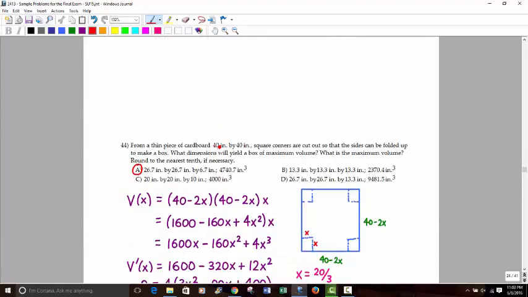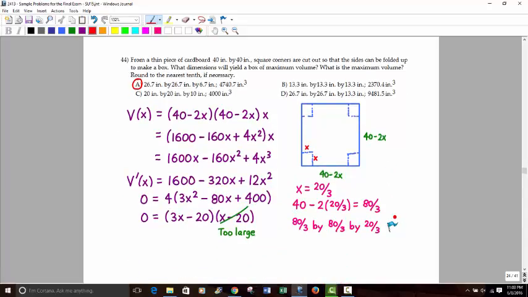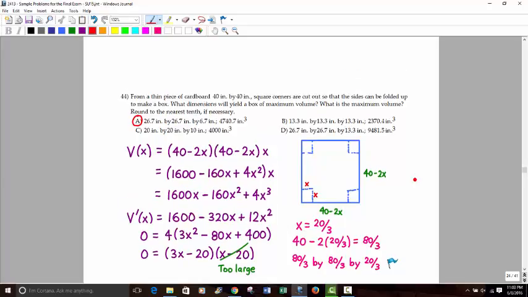And number 44, an optimization problem, where we're going to cut square corners off the box, and we're trying to maximize the volume. So how much should we cut off to ensure that our folded box will have the largest possible volume? Now we have to pay attention to domain issues here. So we're letting x be the corner amount we cut off, but there's only a maximum.